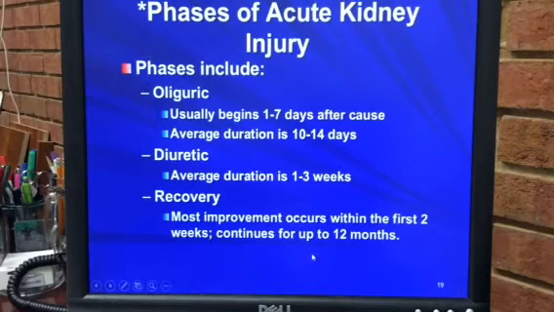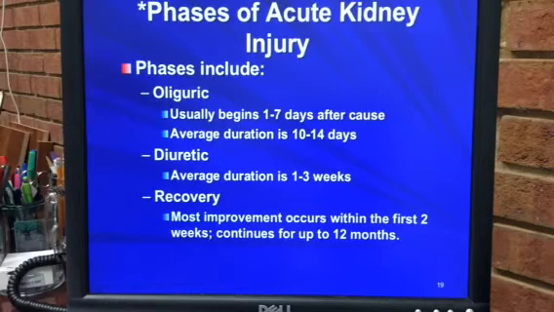Now, if we look at phases, the video discussed the oliguric phase, the diuretic phase, the recovery phase, but as I looked at that, it kind of gave you the idea that all of that happens in a day. It doesn't. In the oliguric phase, you have low urine output. This phase usually begins anywhere from 1 to 7 days after the insult. The average duration of the oliguric phase is 10 to 14 days.